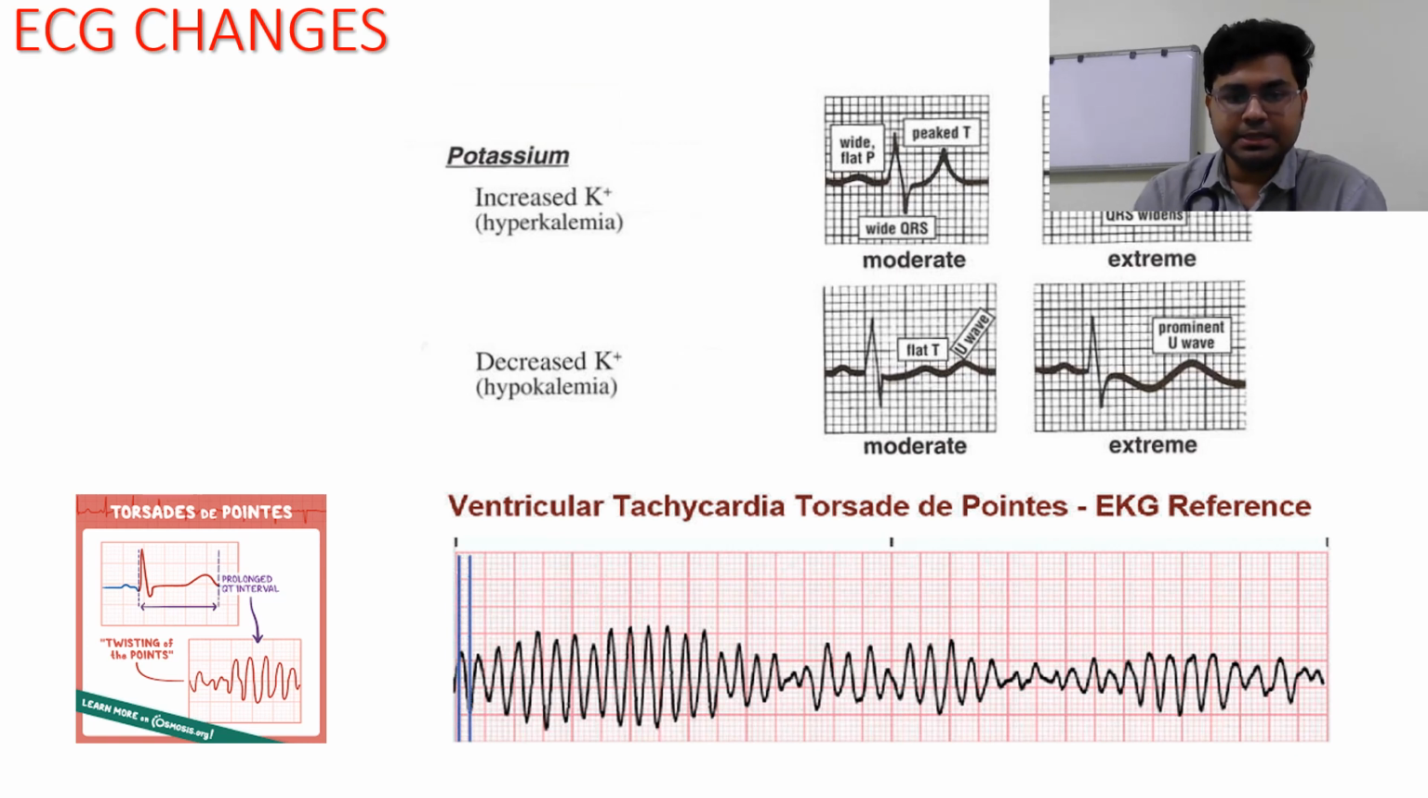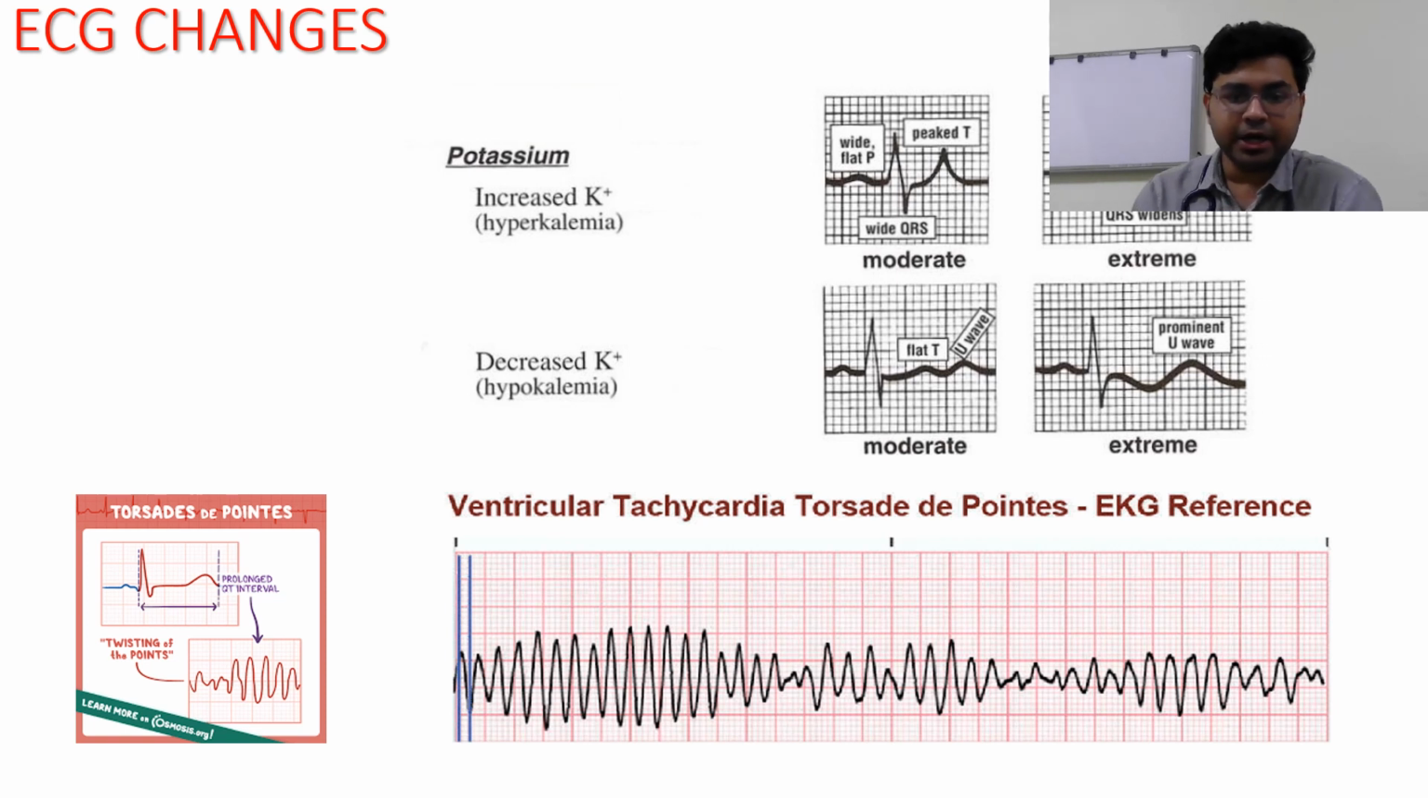So these are the ECG changes. If your potassium levels are low, then in ECG, first and foremost, your T wave will start to flatten. It might get reversed also in a few cases, and there will be emergence of U wave. Secondly, you may have ventricular tachycardias as well. So how to differentiate between the ventricular tachycardia of hyperkalemia and ventricular tachycardia of hypokalemia?